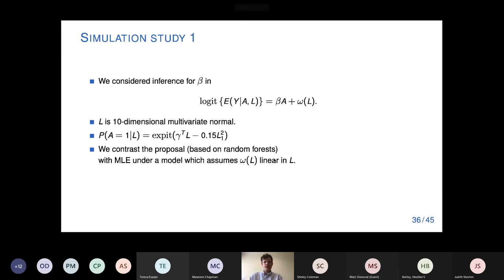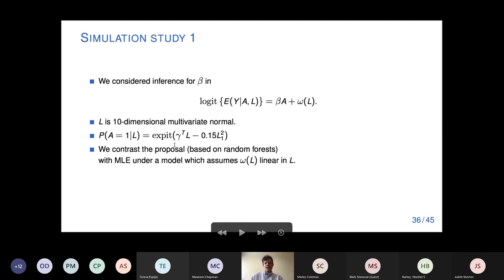So we evaluated our proposed estimators in a couple of simulation studies. The first example looked at logistic regression. In this case, we generated a 10-dimensional covariate L. A was Bernoulli distributed, based on this logistic regression model I show on the slide, with this quadratic term for one of the covariates, L1.